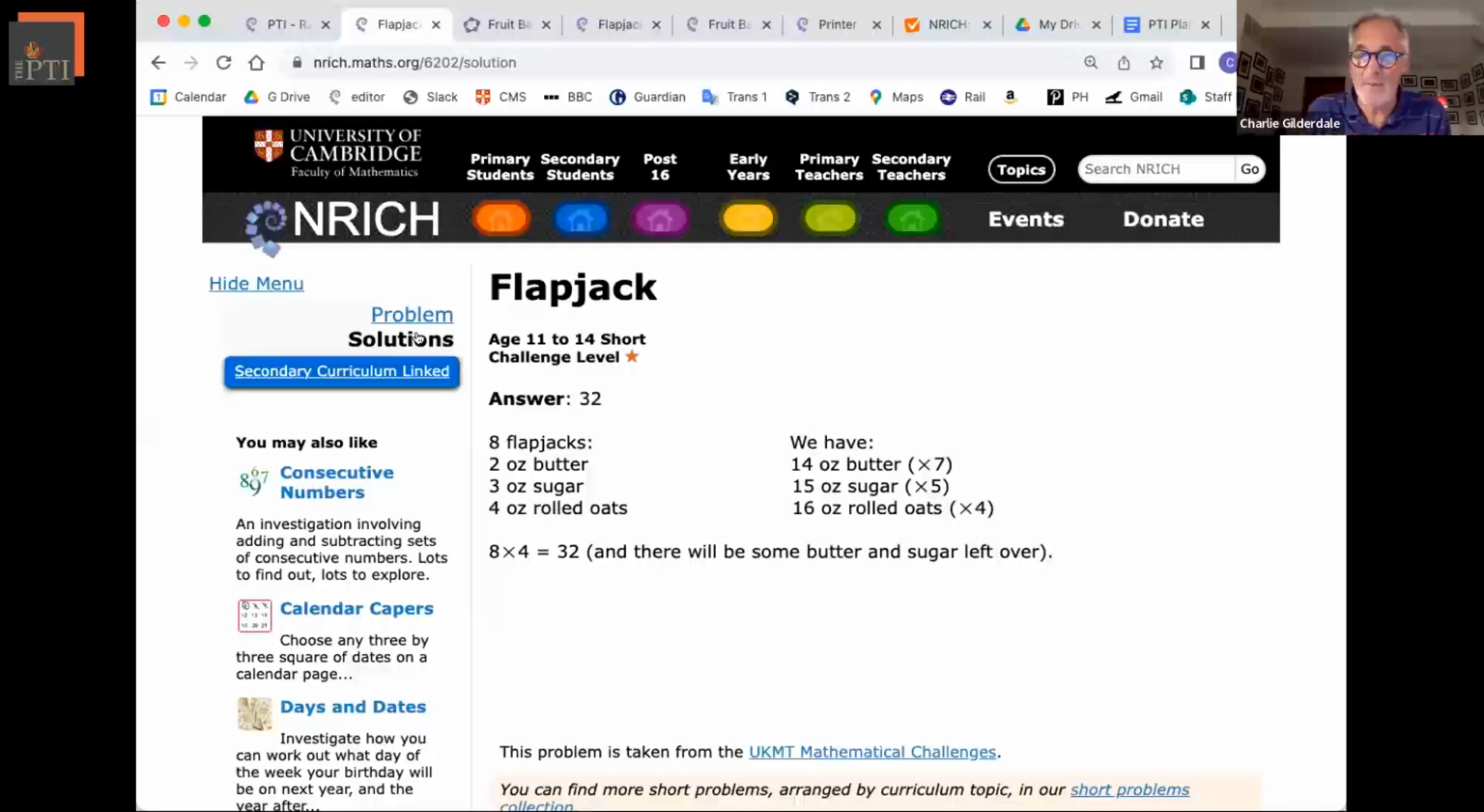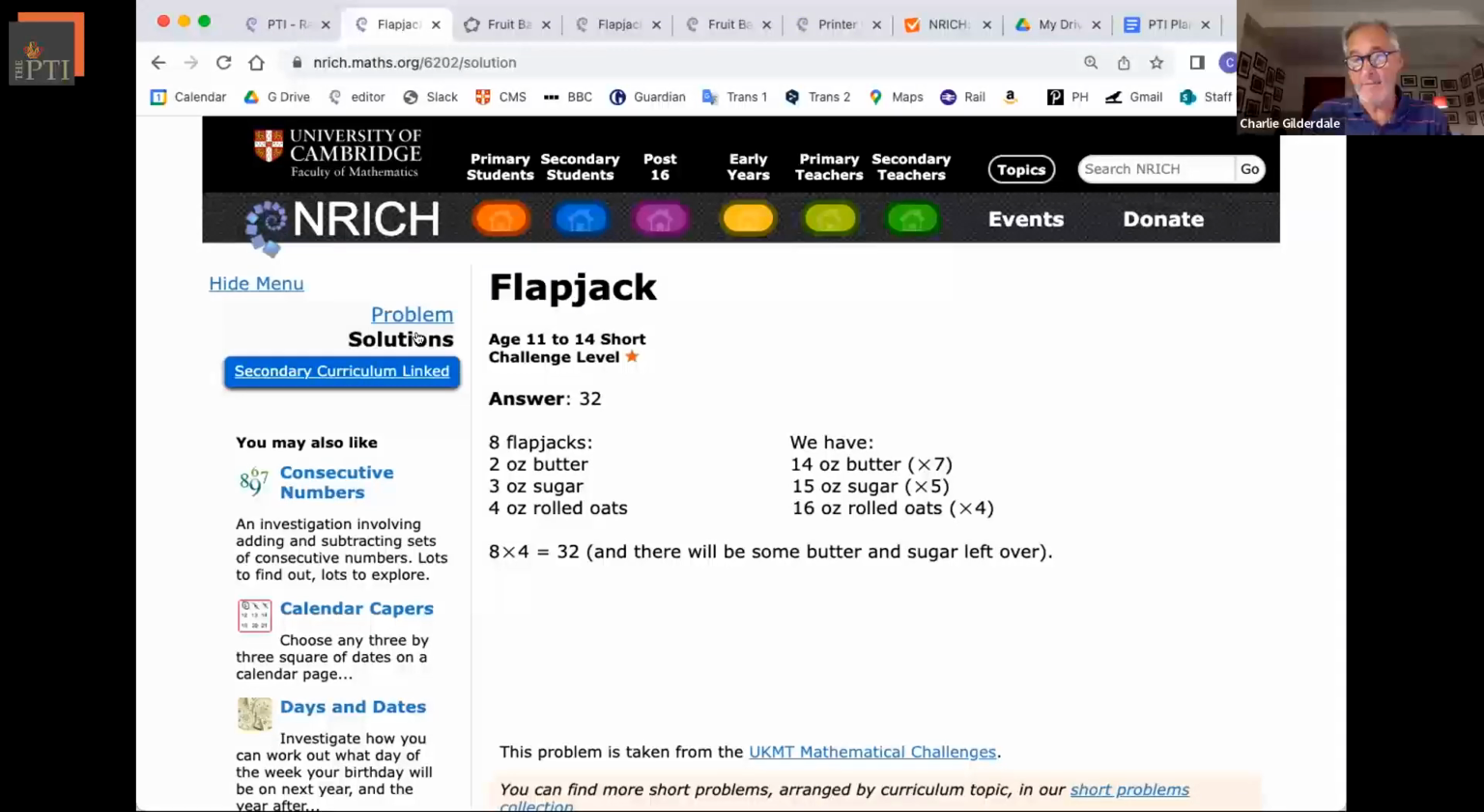15 ounces of sugar is 5 times 3 ounces, so you could make 5 lots of 8 flapjacks. And 16 ounces of rolled oats is 4 times 4 ounces. And so the limiting factor is the oats.